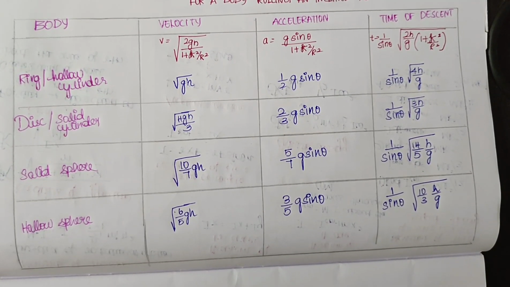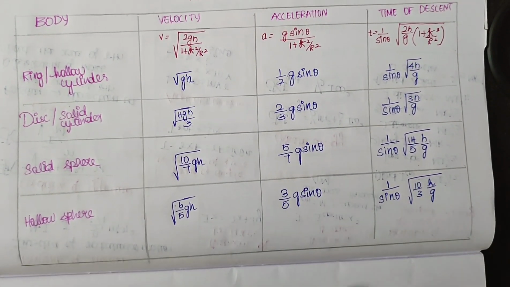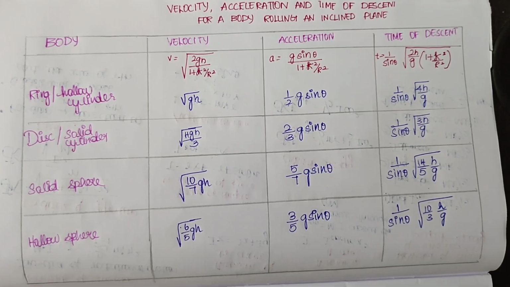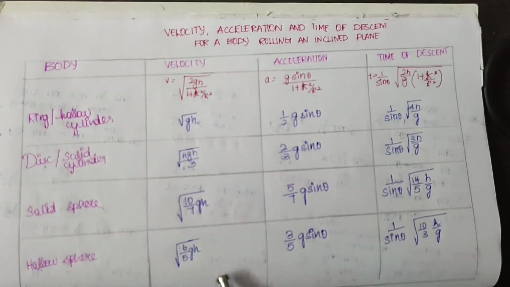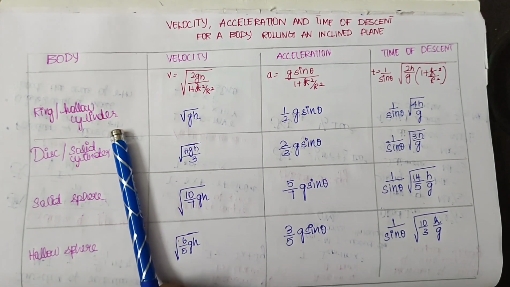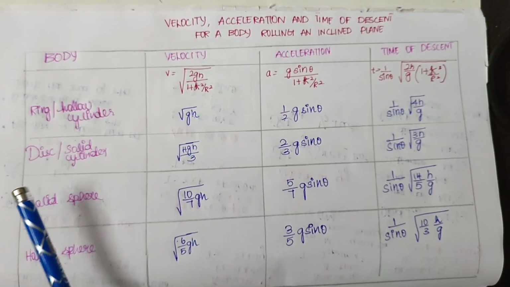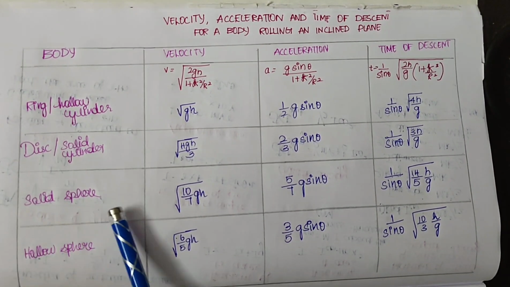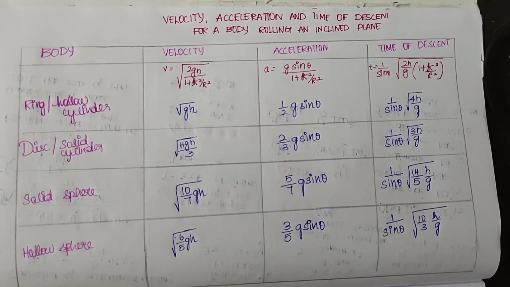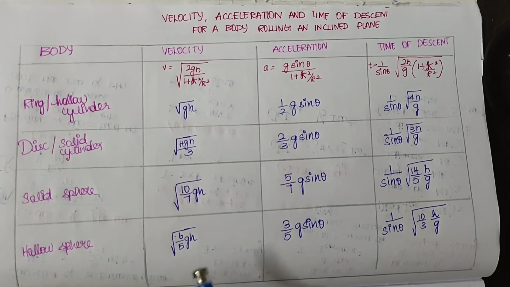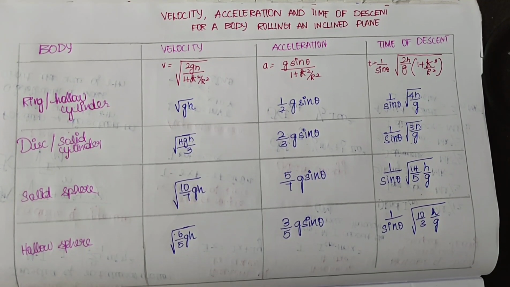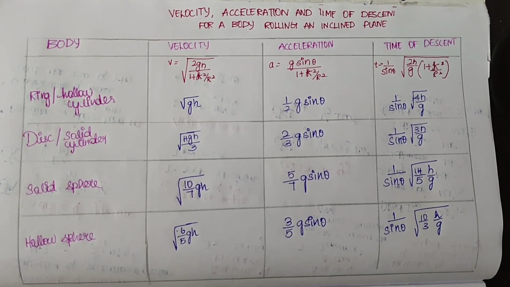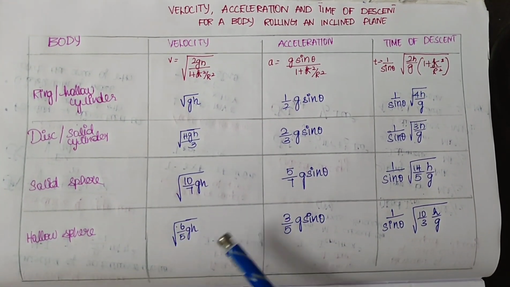Okay, don't waste your time, memorize right now itself. I will repeat it again so it will be easier for you to memorize. By the end of this video you need to memorize all the 12 values. So we will first talk about the velocity. Velocity of ring or hollow cylinder is root gh. For disc or solid cylinder, it is root of 4gh by 3. For solid sphere, it is root of 10 by 7 into gh. And for hollow sphere, root of 6 by 5 into gh. Let me give you a few seconds. I hope you have memorized the formulas for all these bodies for the velocity.